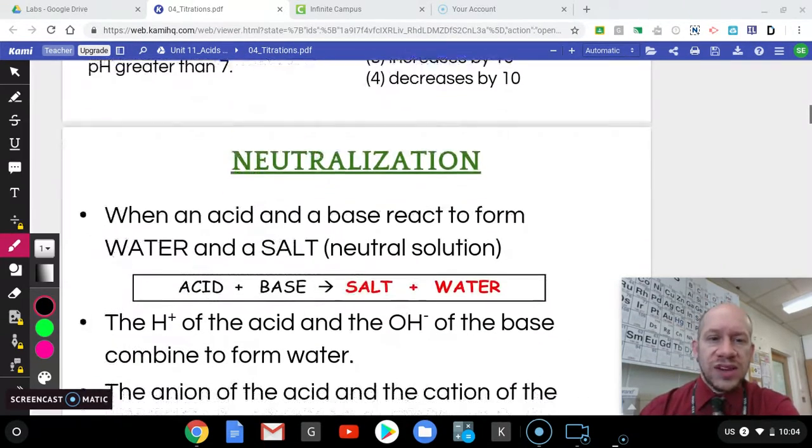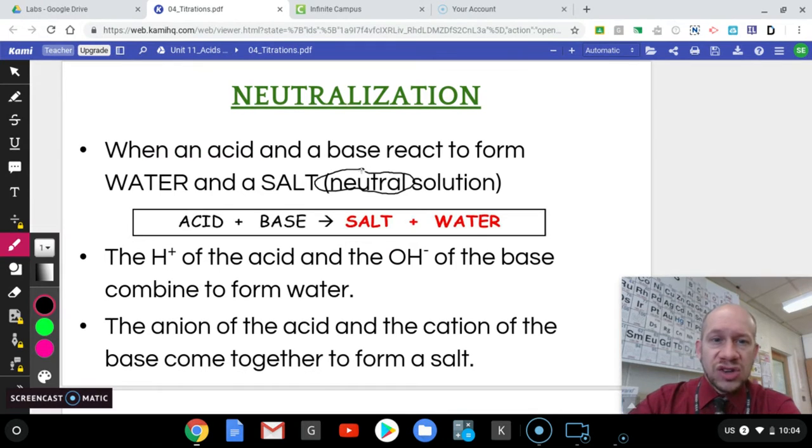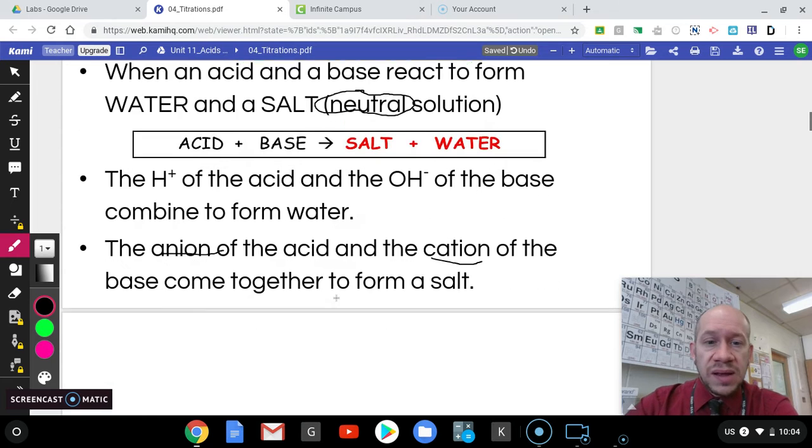So neutralization, as a quick refresher, is when an acid and a base react to form water and a salt, which makes a neutral solution. Therefore, that's why we call it neutralization. So the hydrogen ion of the acid and the OH hydroxide ion of the base combine to form water. The anion of the acid and the cation of the base come together to form a salt.